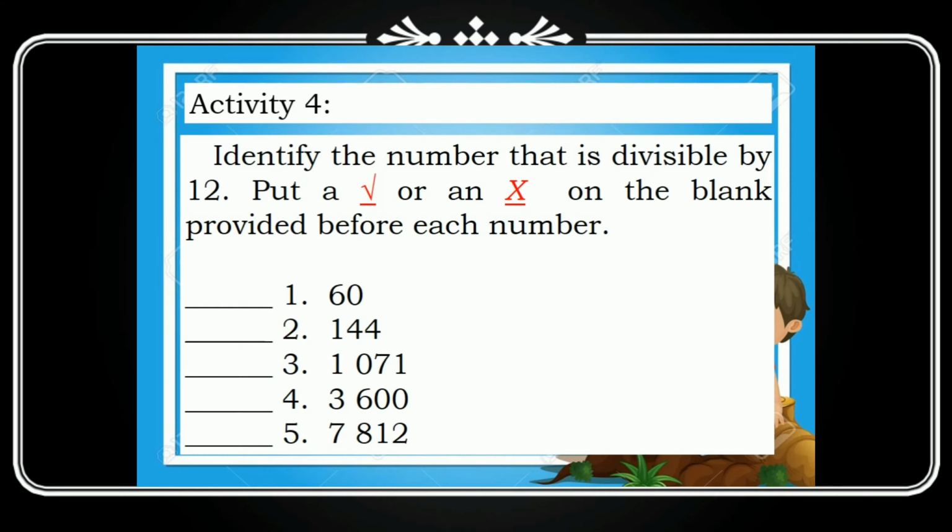For activity number 4, identify the number that is divisible by 12. Put a check or an X on the blank provided before each number. The given numbers are number 1, 60, number 2, 144, number 3, 1,071, number 4, 3,600, and for number 5, 7,812. I will repeat, identify the number that is divisible by 12.